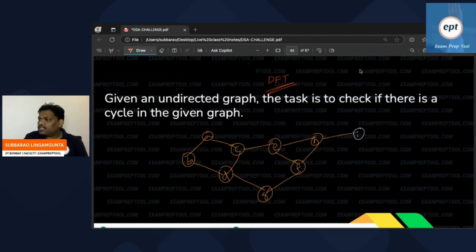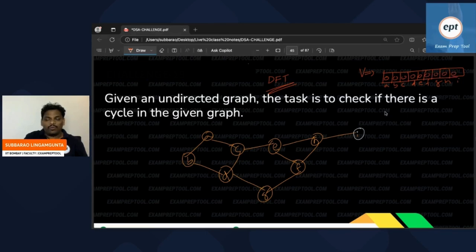What you do is take one visited array. How many vertices are there? 4 plus 4, 8, and 1 more, total 9 vertices. A here, B here, C here, D here, E here, F, G, H, I. The visited value of every vertex is initially 0, meaning initially everyone is not visited.